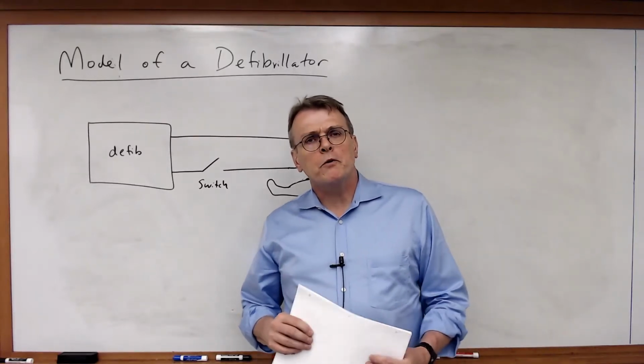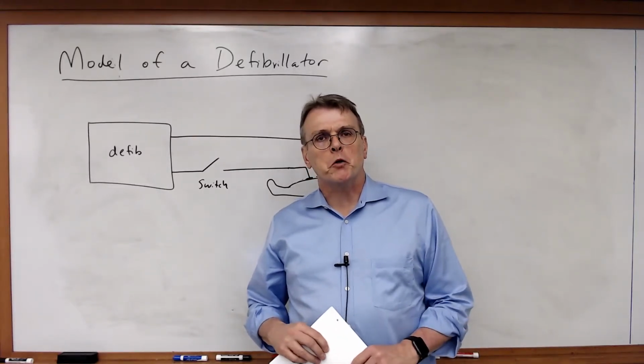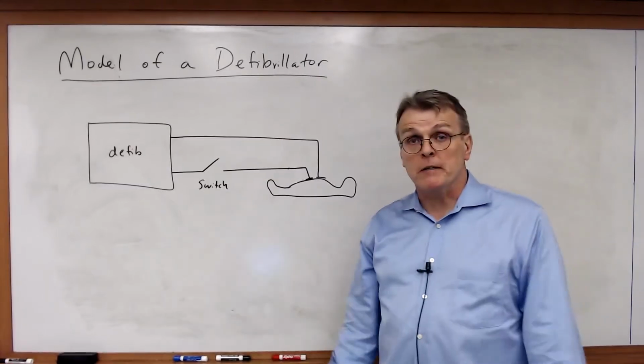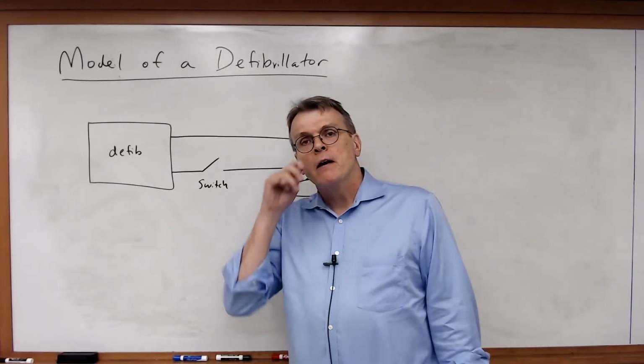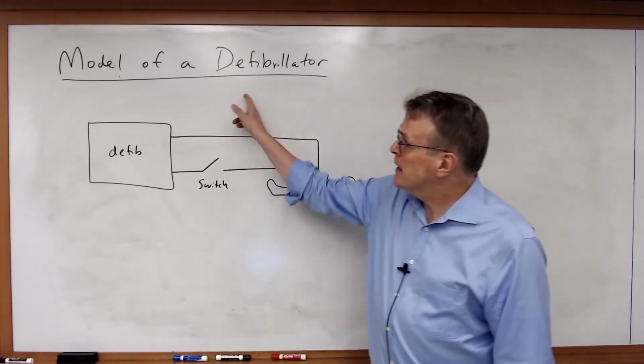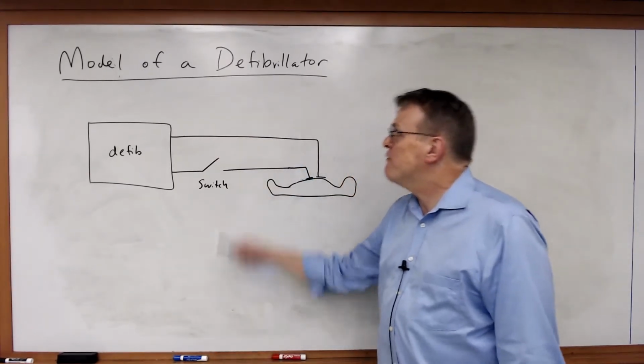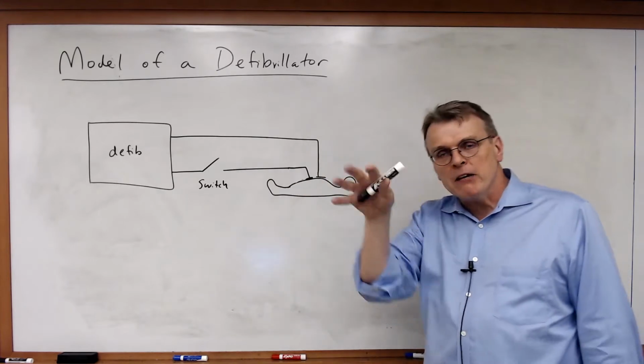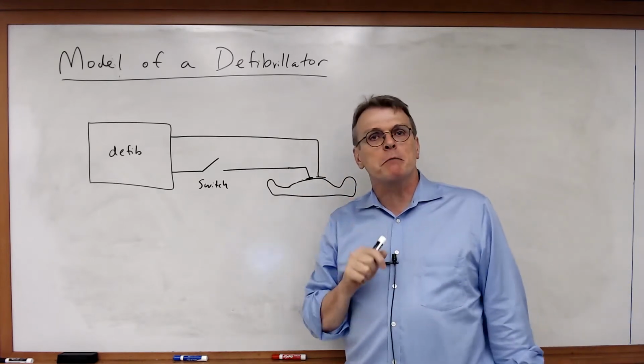Okay, now we're going to look at a more complex circuit, kind of our first real circuit in Circuits 1, and start applying some additional circuit laws we're going to need to solve it. So we're going to start today with what's called a model of a defibrillator. Once again, I'm taking a real world device and I'm going to model its behavior.